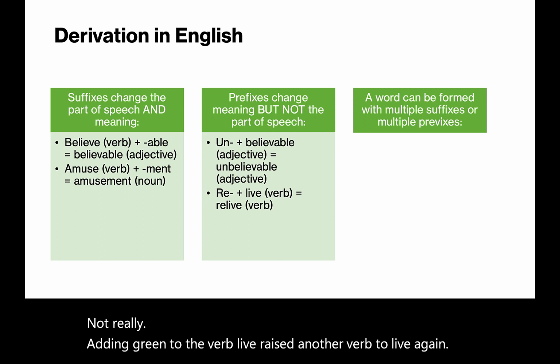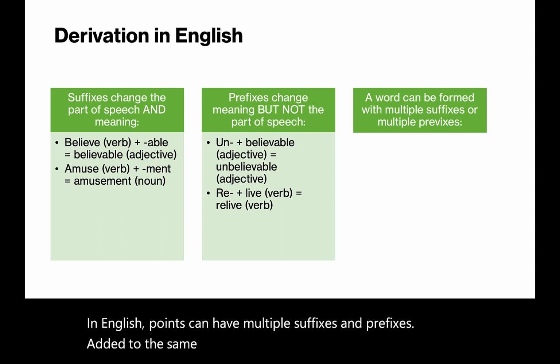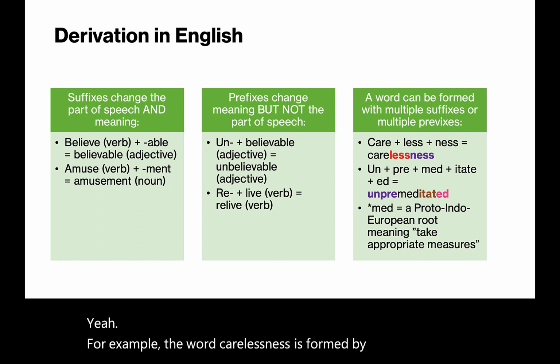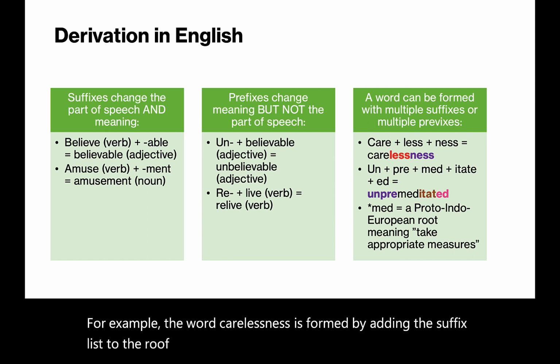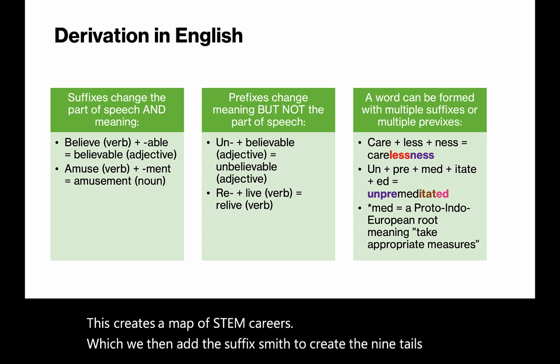In English, words can have multiple suffixes and prefixes added to the same root, creating affixed stems. For example, the word carelessness is formed by adding the suffix less to the root care. This creates an affixed stem careless, to which we then add the suffix ness to create the noun carelessness.